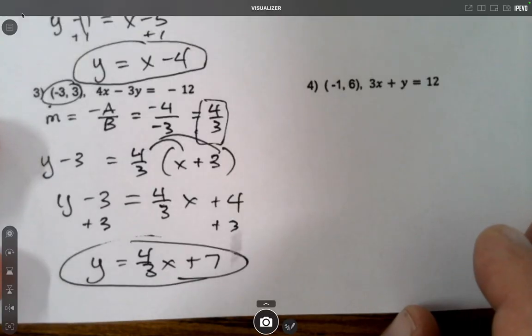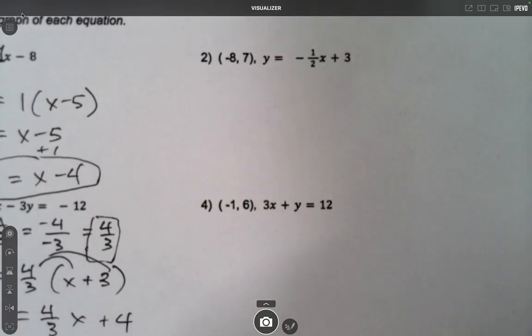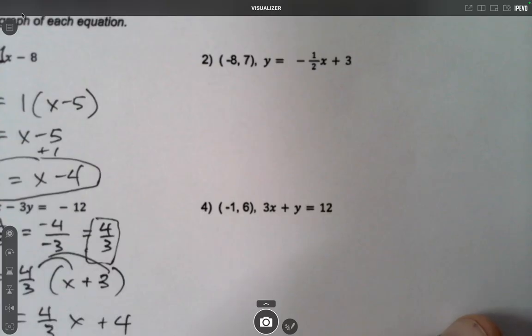Now what I would encourage you to do is pause the video and see if you can do number 2 and number 4 on your own. So I'll be quiet for just a moment to give you time to pause, then I'll show number 1, 2, and 4.